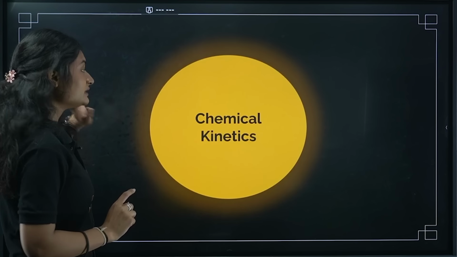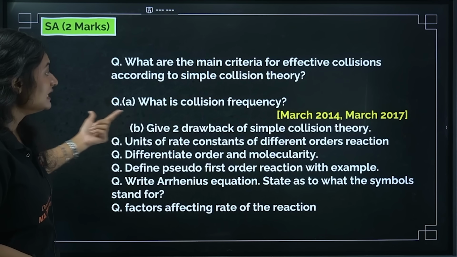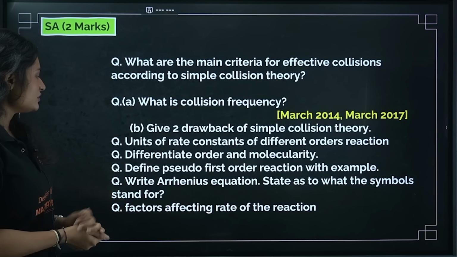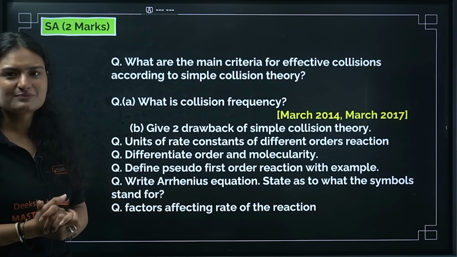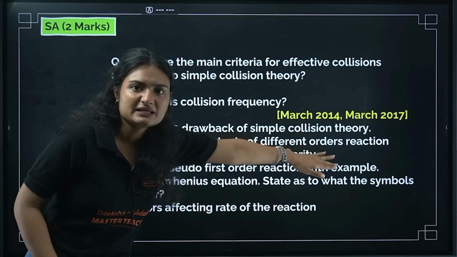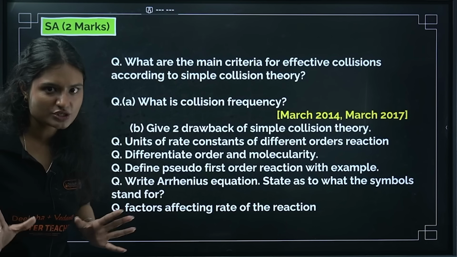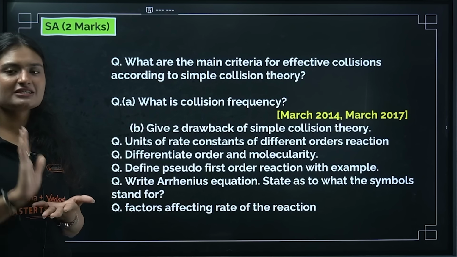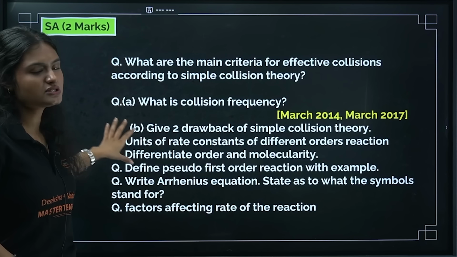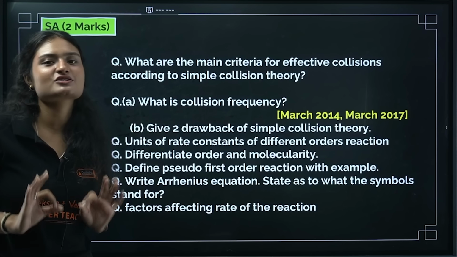Now move on to the next chapter, Chemical Kinetics. From Chemical Kinetics, we have collision frequency, drawbacks of simple collision theory, factors affecting rate of reaction, and the Arrhenius equation, that is very important. So, what is collision frequency? This question gets repeated twice in your boards. So focus on them. These are the fixed questions. That's why this is called a fixed question, that means they are going to come in your exam. So even if you are not studying everything completely, you do these questions, you are going to score marks. This video is for the mark scoring kids.